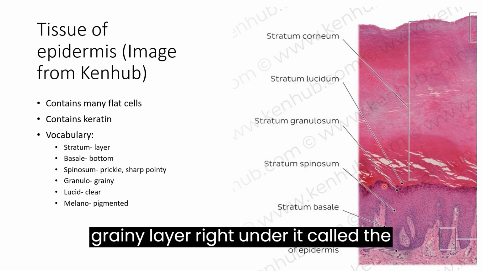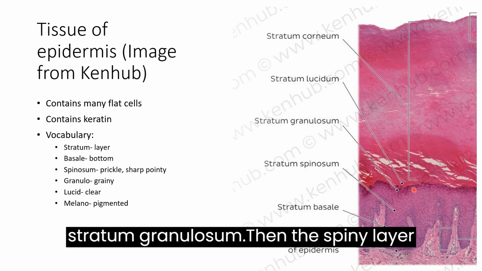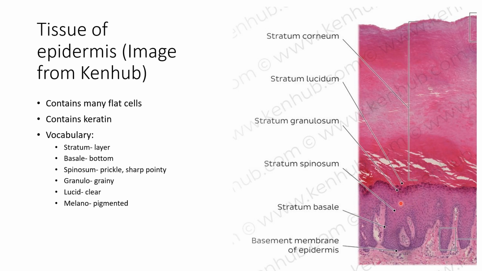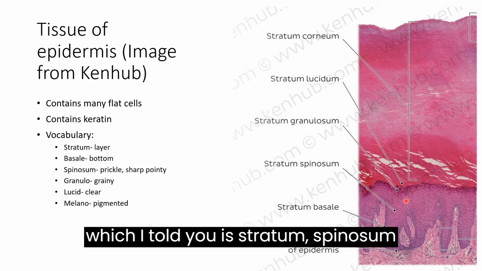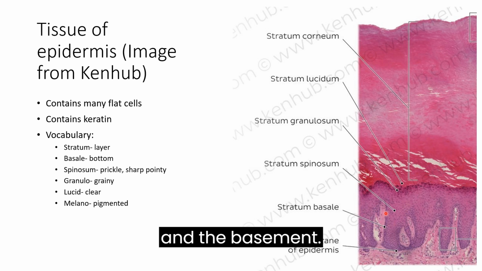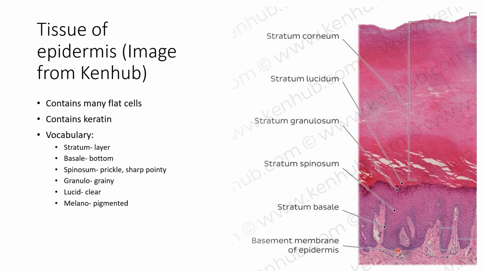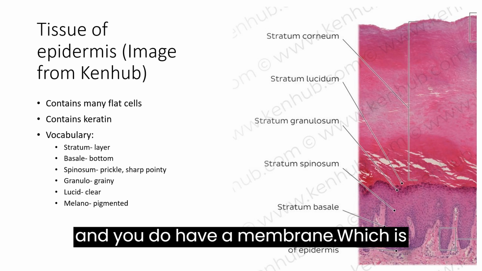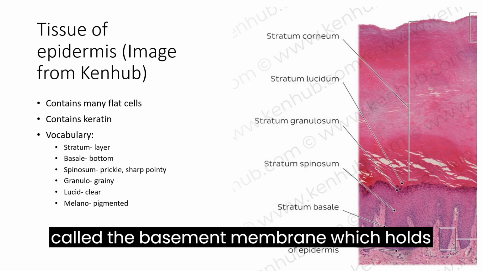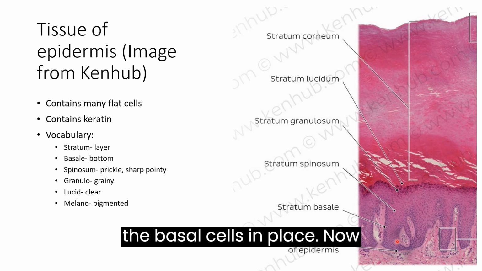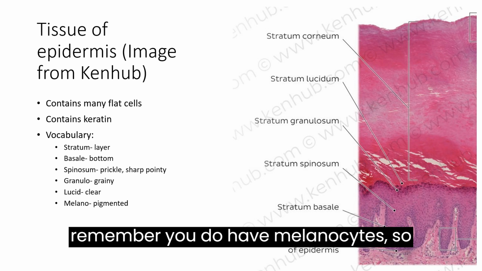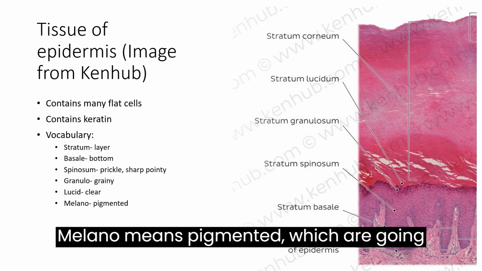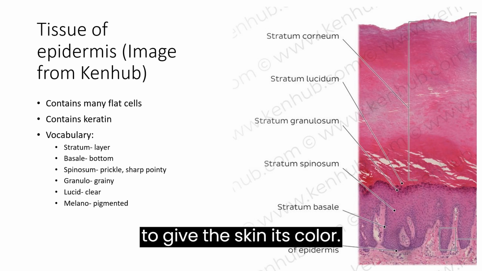You then have a grainy layer right under it called the stratum granulosum. Then the spiny layer, which I told you is stratum spinosum, and the basement layer, the bottom layer, stratum basalis. And you do have a membrane, which is called the basement membrane, which holds the basal cells in place. Now remember, you do have melanocytes, so melano means pigmented, which are going to give the skin its color.